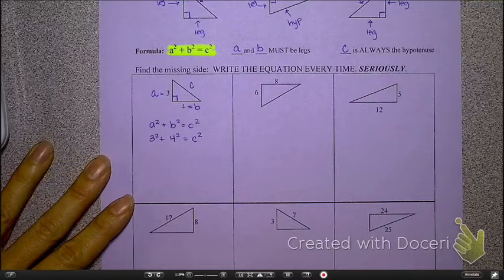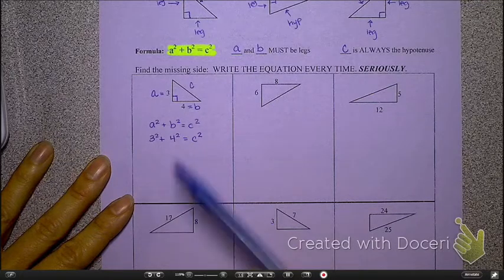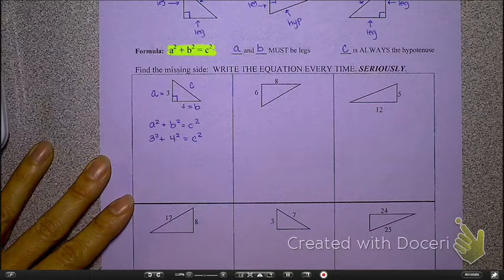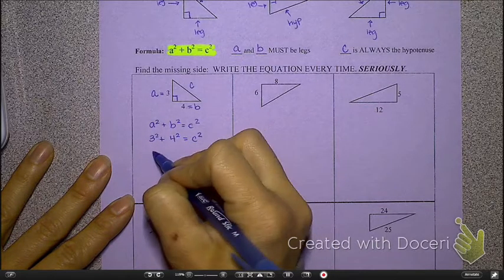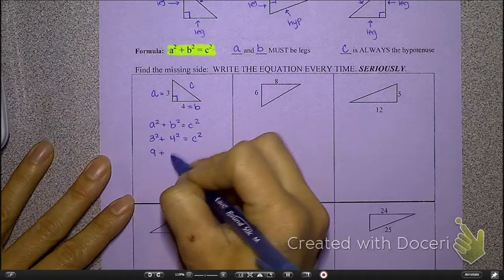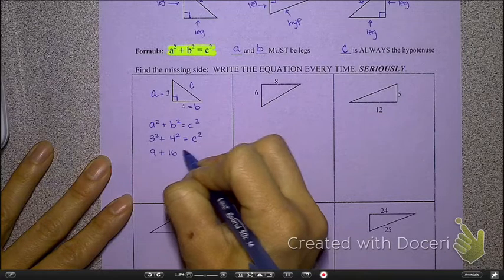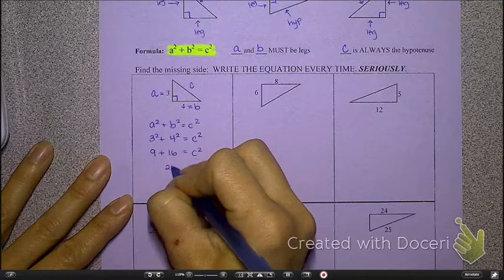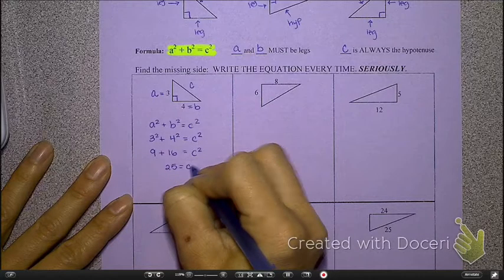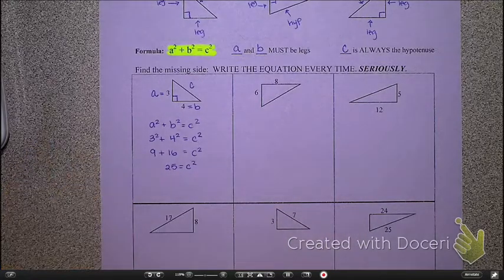Okay, now I need to do order of operations, which says exponents before adding, right? So what do I get for the exponents? 3 squared, 9, 4 squared, 16. Okay, what is 9 plus 16? 25. Okay, now I have 25 equals c squared. That means 25 is not c, it's c squared. So I want to find just c.